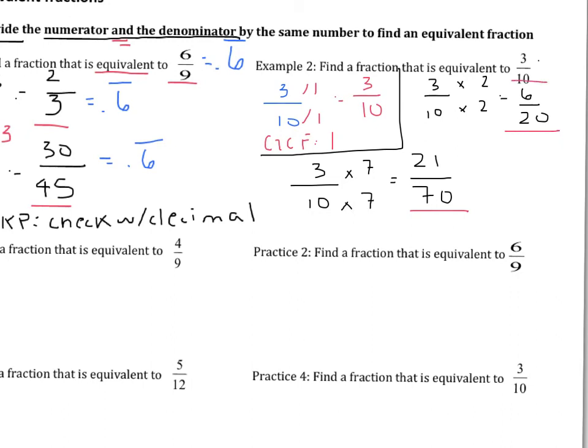We can check that by making them into decimals. So 3 divided by 10 is 0.3. Now let's see if it works everywhere else. 6 divided by 20 is also 0.3. And let's try our last one, 21 divided by 70, that is also 0.3. So all of these that I'm circling are, in fact, equivalent fractions.